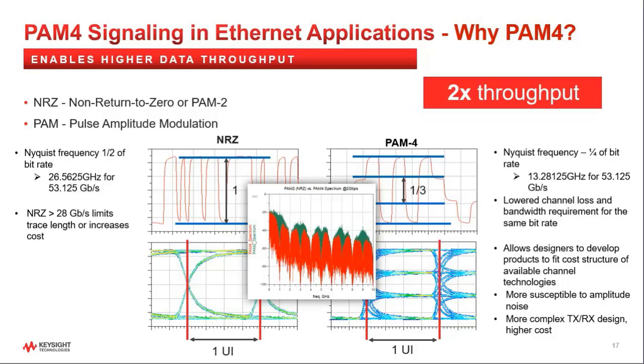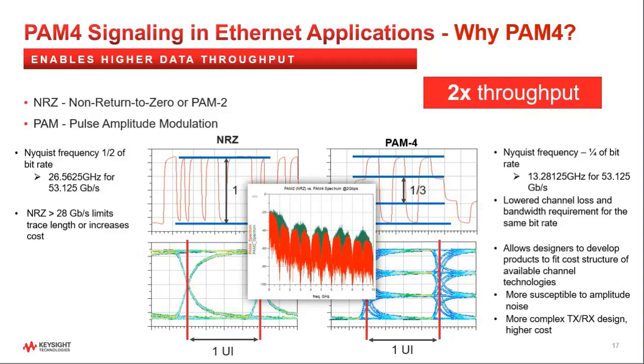Going into a little bit more detail, the Nyquist frequency is 1/4 of the bit rate. So if we are using the 53 gig data rate, then the Nyquist frequency would be 13.2 gigahertz. That means we don't have to worry too much about higher frequencies. It's because the Nyquist frequency is low, therefore we'll be able to use the channel we have been using for other data rates without having much of a problem.